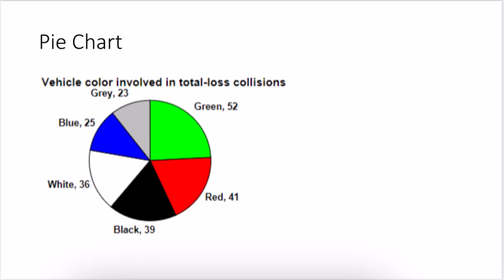And then the third type of chart that we have to represent qualitative data is a pie chart. A pie chart is based on the percentage that each category makes up of the whole. In this example where we're looking at the vehicle colors of the different cars, you could figure out how many total cars there are by doing 23 plus 52 plus 41 plus 39 plus 36 plus 25. That tells you that the total equals 216. Since the total number of cars looked at in this study was 216, you could find the percentage of each color by doing the number of cars in that color divided by 216. To find the green percentage, I do 52 divided by 216, and I get about 24%.